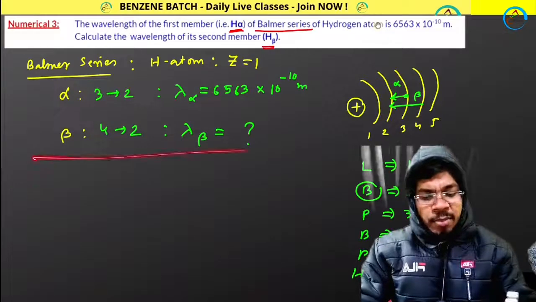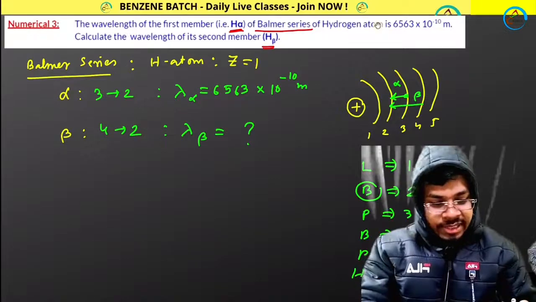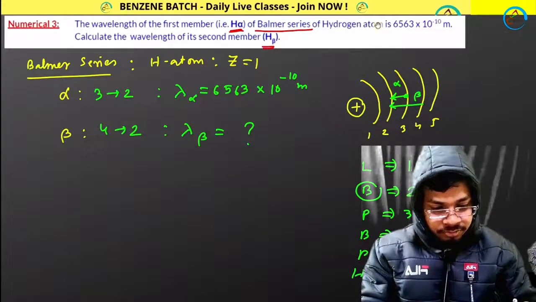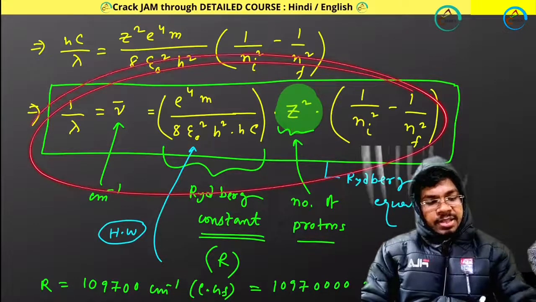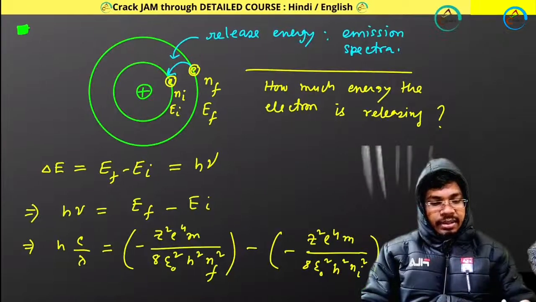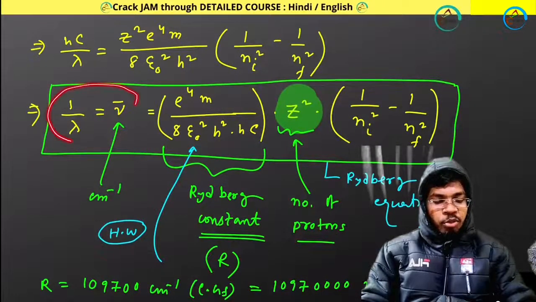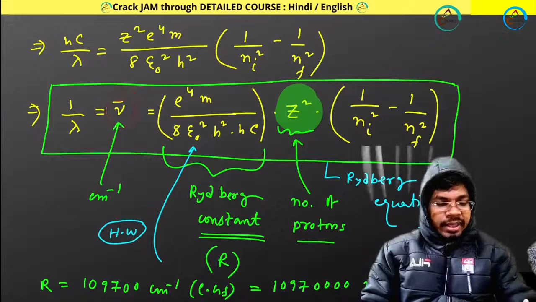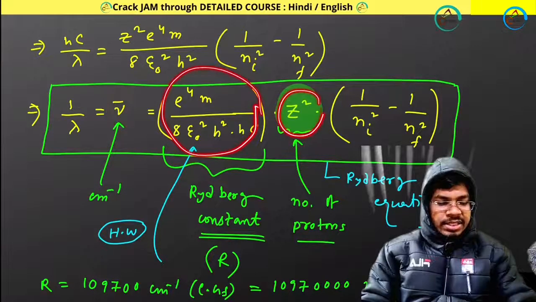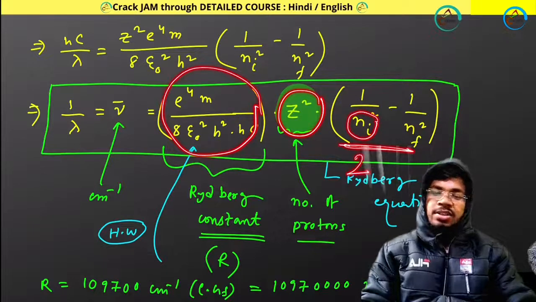Now how to solve this problem? To solve this problem, we have to use another expression. Do you know which one? This one. Let me show you. This expression we will be using. Simple. Like this delta expression and finally this one. So 1 by lambda, or nu bar, which has the value in centimeter inverse or meter inverse because it is my wave number, right? This value multiplied by Z square into this. So ni means what? Ni will be 2 everywhere in case of Balmer series.